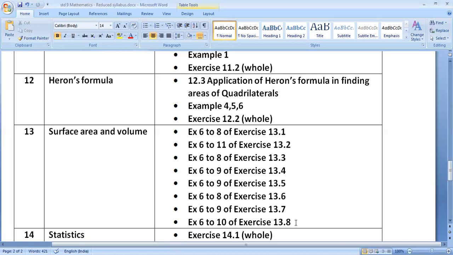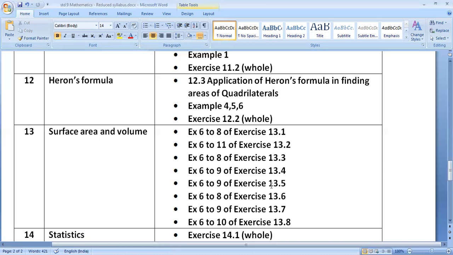So if you see in chapter 13, Surface Area and Volume, all the examples you have to prepare, but a few sums from the exercises are reduced. That is, sums 6 to 8 of exercise 13.1 are excluded. Sums 6 to 11 of exercise 13.2 are excluded. Sums 6 to 8 of exercise 13.3 are excluded. Sums 6 to 9 of exercise 13.4 are excluded.